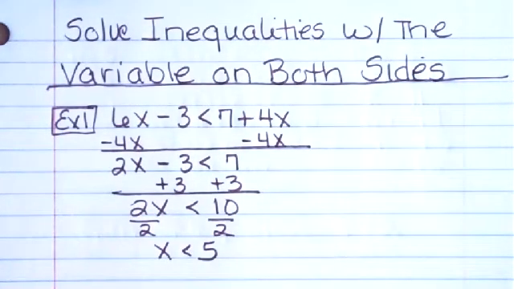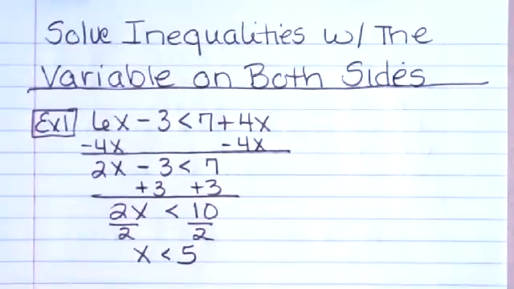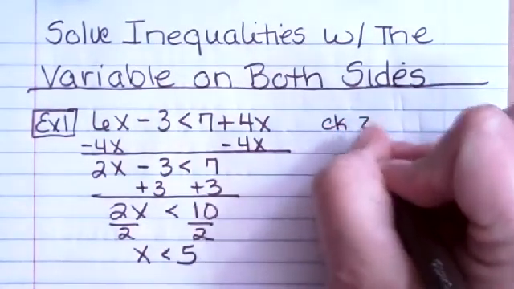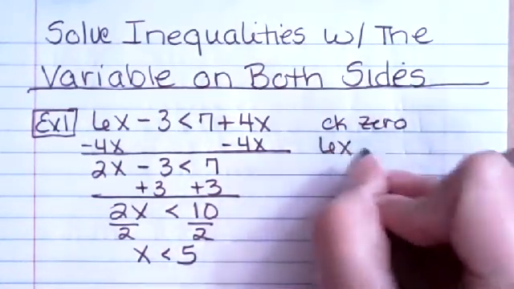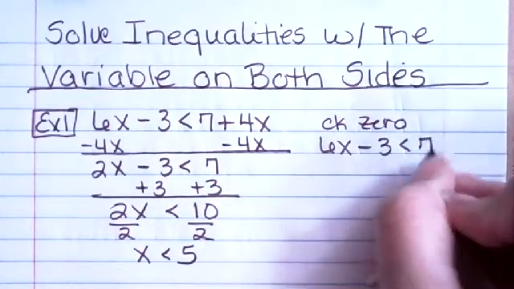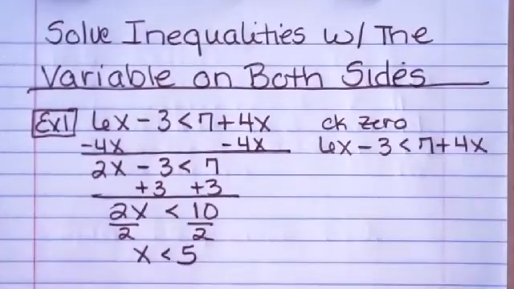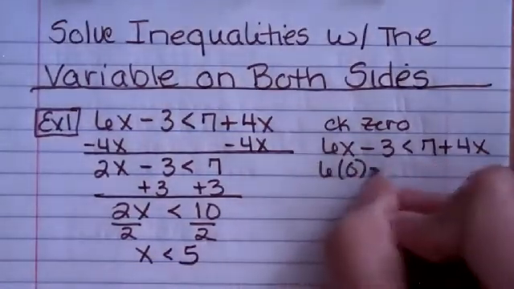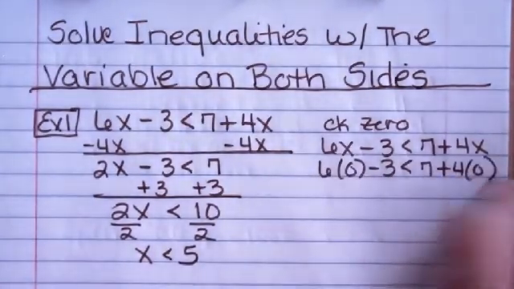Now, let's check this. So we're going to pick a number that is less than 5. We talked about in the last video, the best thing to do was to check 0, because it is less than 5. So what I'm going to do is rewrite my problem. 6x minus 3 is less than 7 plus 4x. I am going to take 0 and replace it with the x, or substitute it. So I'm going to have 6 times 0 minus 3 less than 7 plus 4 times 0.